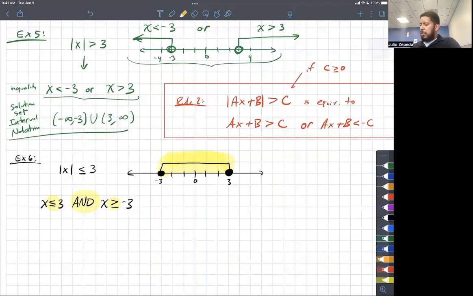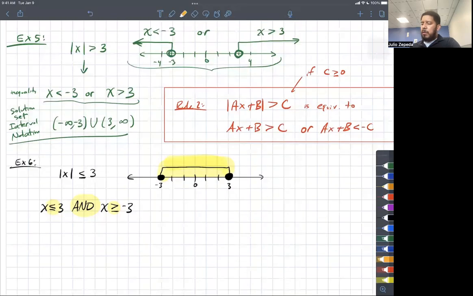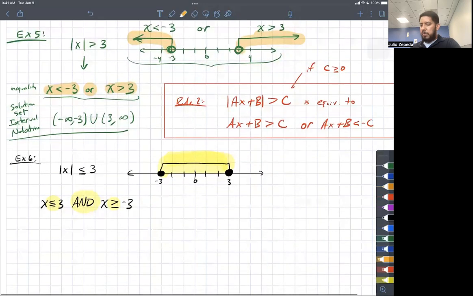So contrast that with the previous problem where the number can be less than -3, or if it's not less than -3, it would be part of our solution set if the number was greater than +3. Okay, so there's a big difference there between the or statement and the and statement. It is important that you know the difference between those two.